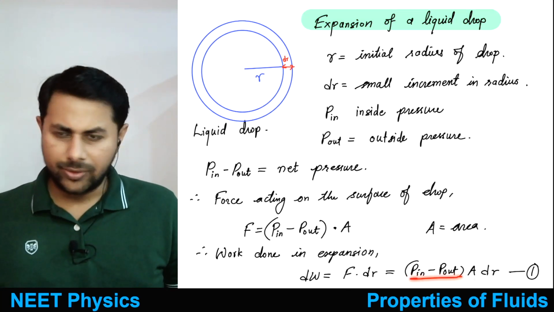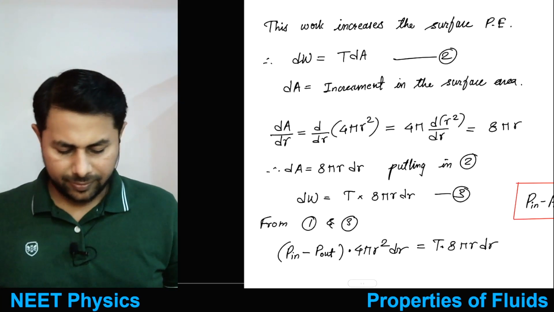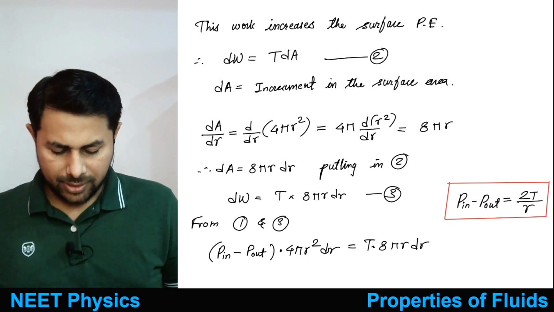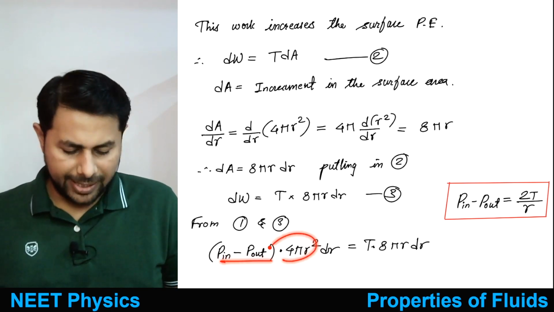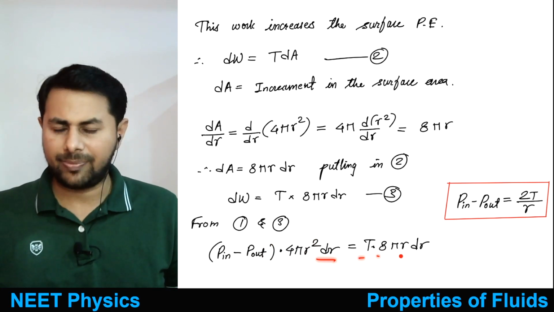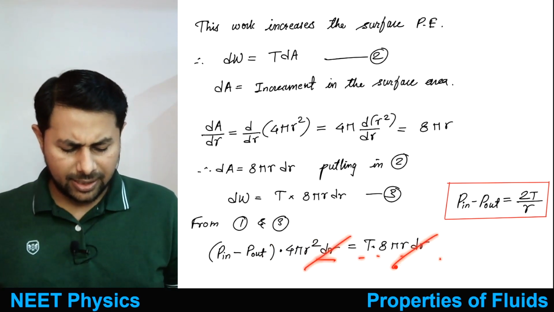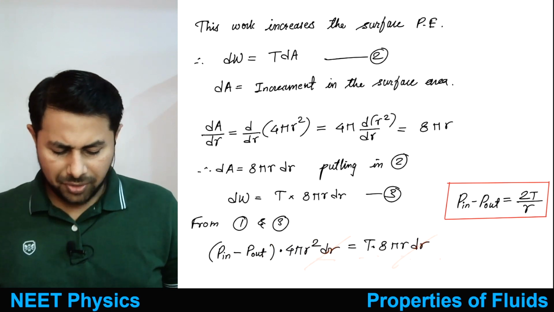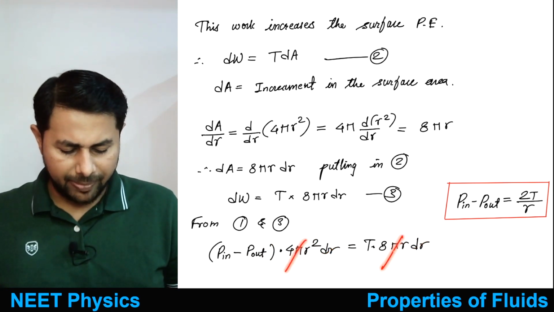P in minus P out multiplied by area into dr. So it is P in minus P out multiplied by area, which is 4 pi r square, times dr, is equal to T times of 8 pi r dr. So then dr gets cancelled out. Then you have some simplification, like pi gets cancelled.